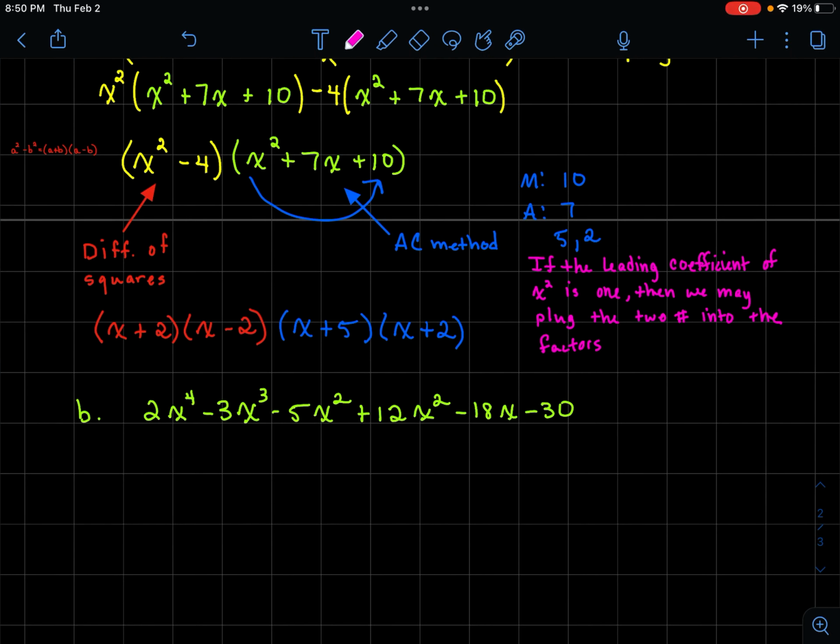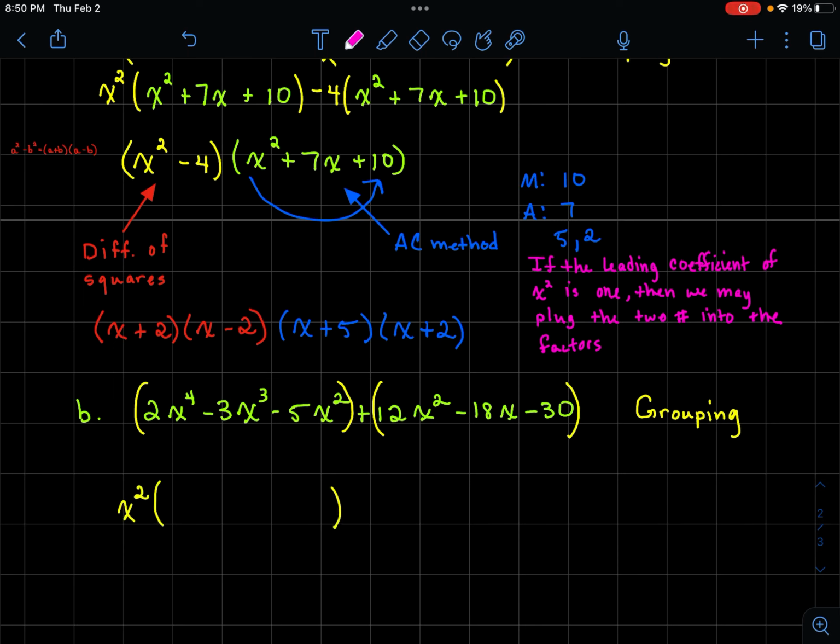Now, let's try another example. Let's do 2x to the 4th minus 3x cubed minus 5x squared plus 12x squared minus 18x minus 30. Again, we have 6 terms here. That's an even number. We'll group the first 3 terms up and the last 3 terms up and see what we have in common here.